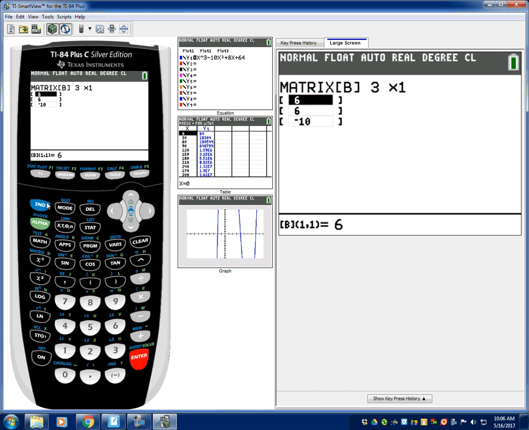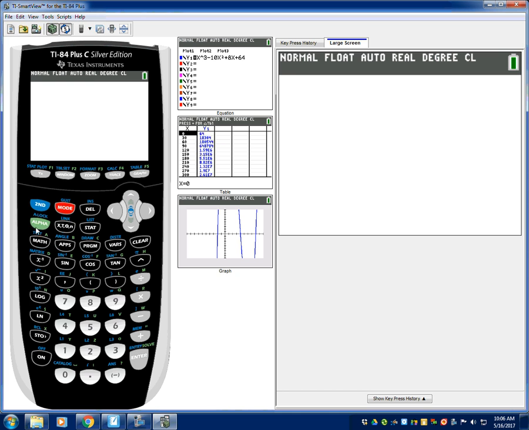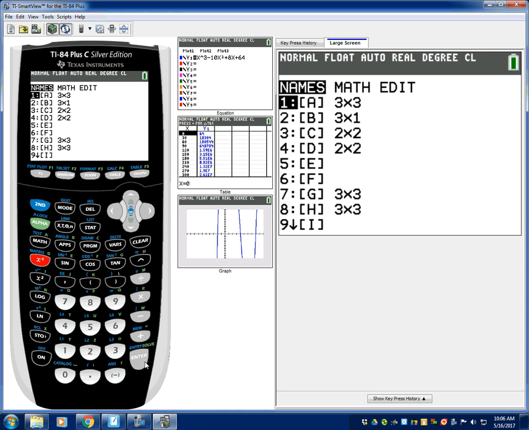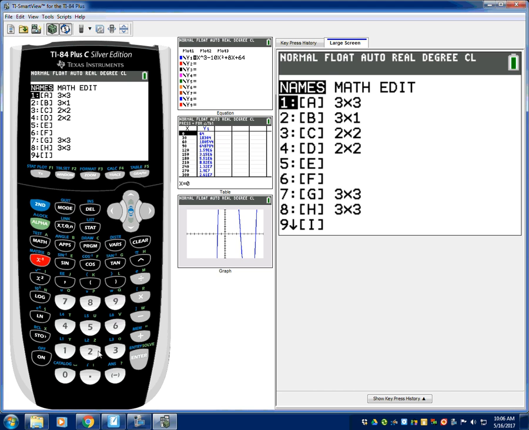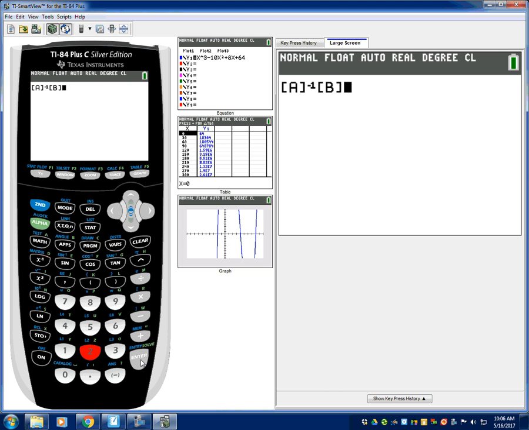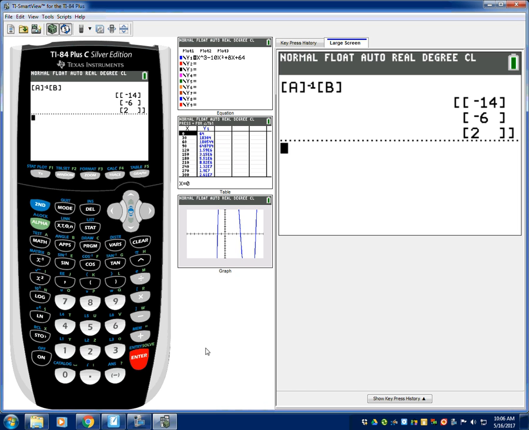Then I'm going to quit out of there and do some matrix algebra. So hit second X inverse key to book the matrix. I'm going to take matrix A inverse, so you're going to hit the X inverse on that. And then second matrix, second X inverse, number 2. And so it's going to do A inverse B. That's our matrix equation for finding X. And negative 14, negative 6, and 2 are my X, Y, and Z. So there it is.